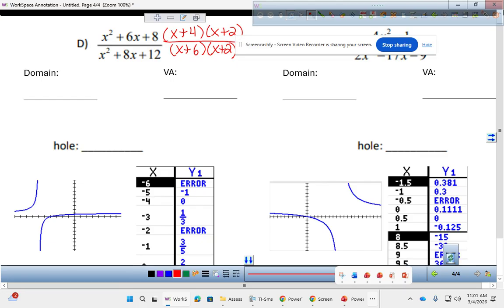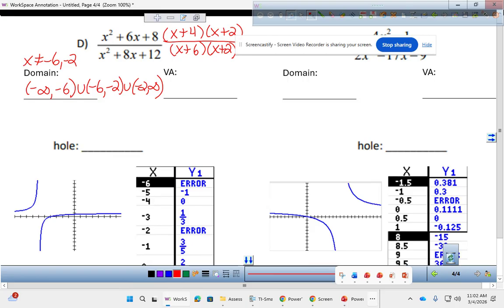So if you factor this one, your restrictions are x cannot be -6 or -2, -6 being the smaller of the two. So my domain would be -infinity to -6, -6 to -2, -2 to infinity. The vertical asymptote would be the one that doesn't cancel out. The hole would be the one that does.